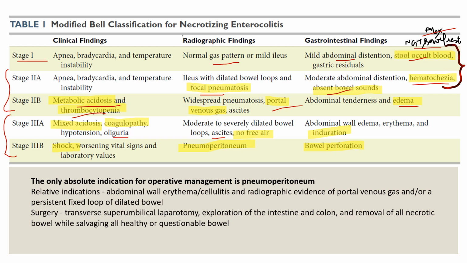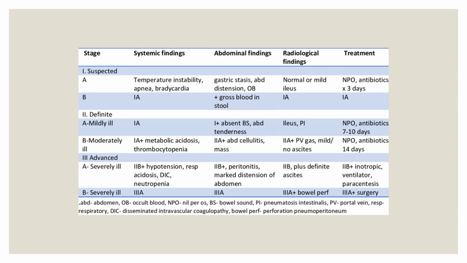Stage 3B means there is shock, the vital signs are worsening, there is pneumoperitoneum, so there is bowel perforation, and there is an emergency. So the only absolute indication for operative management is this pneumoperitoneum, which is 3B. Relative indications again are abdominal wall erythema, edema, cellulitis, or radiographic evidence of portal venous gas, which is our 2B. Okay, or a persistent fixed loop of dilated bowel. The surgery you do is a transverse supraumbilical laparotomy with exploration of the intestine and colon. You remove all the necrotic bowel while salvaging all the healthy or questionable bowel. That is necrotizing enterocolitis, which is again a neonatal emergency.